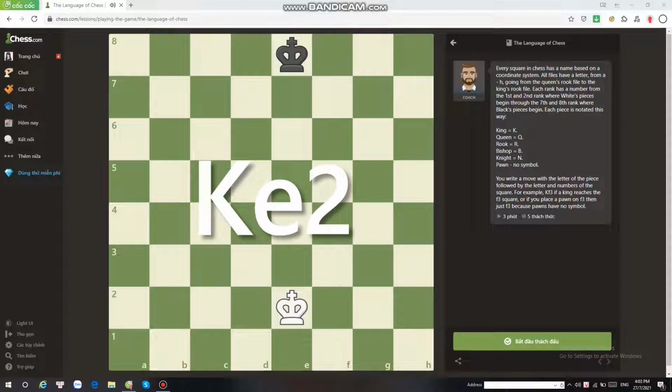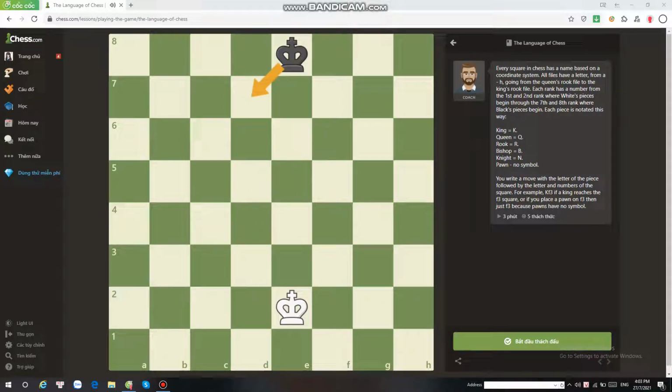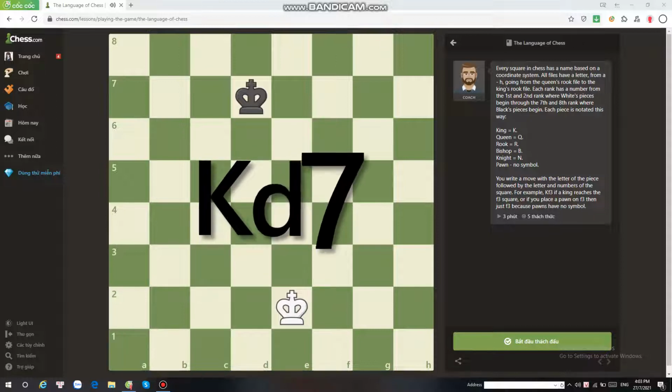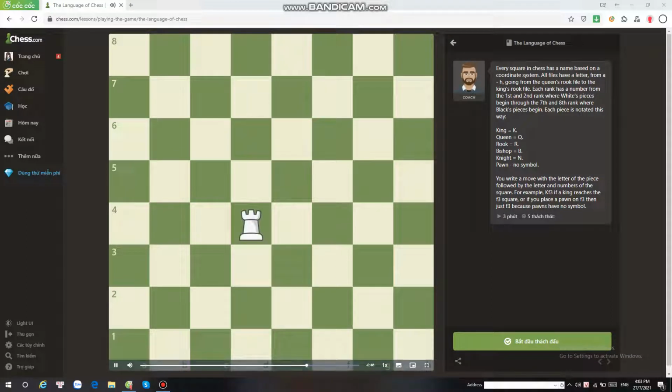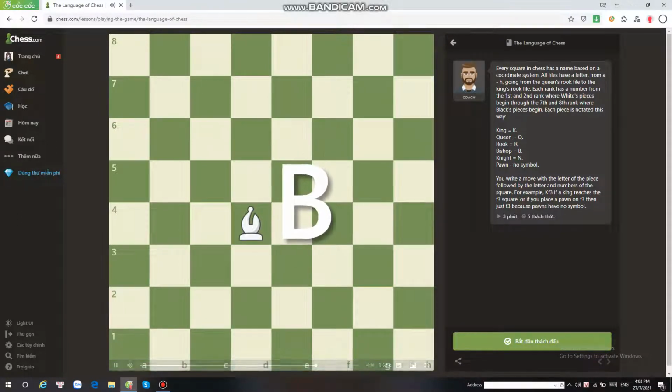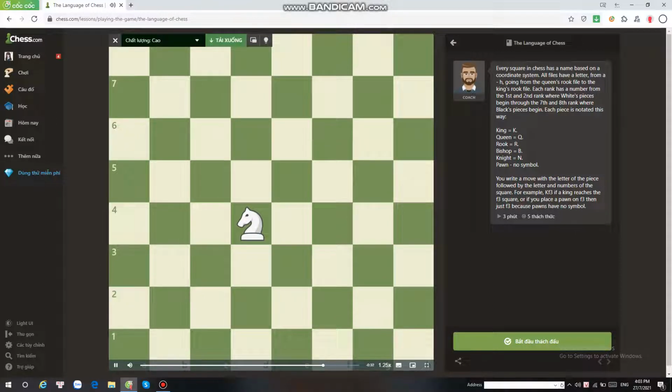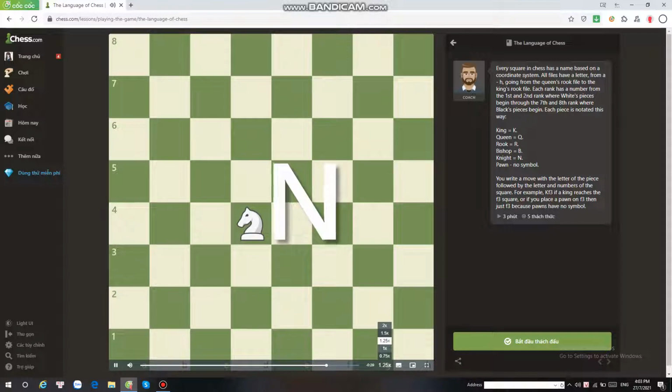Let's say black wants to play king to d7. In this case, it's the same idea. Capital K, lowercase d7. So piece, then square. Kd7. We will use the same idea for all the other pieces. The rook is a capital R, the queen, a capital Q, the bishop, a capital B. The knight, however, is a little bit different. Since the capital K is already used for the king, we use a capital N for the knight. For example, Ne6.